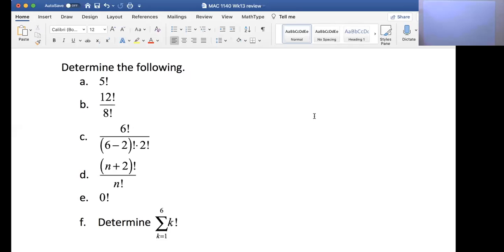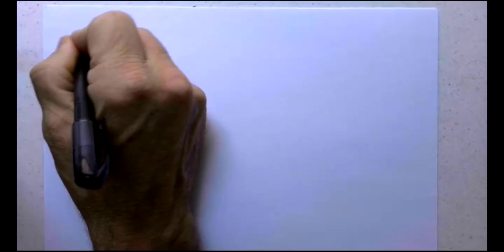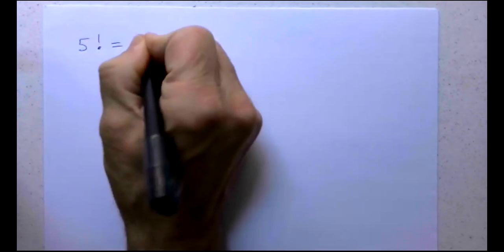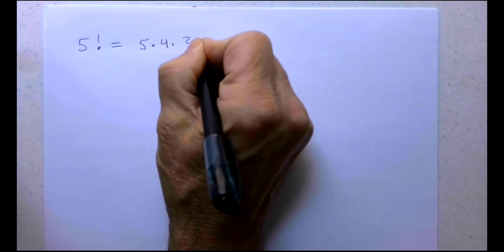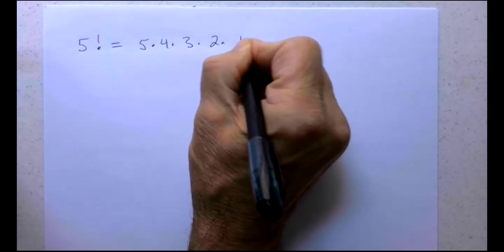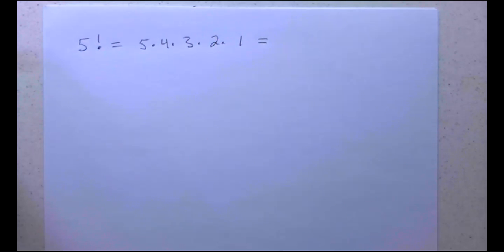So this question asks us to evaluate some problems with factorials. The first one we have here is 5 factorial. Now, what does 5 factorial mean? You start at 5, then you go down by 1, multiply. 5 times 4 times 3 times 2 times 1. And what does that give me? 5 times 4 times 3 times 2 times 1 gives me 120.